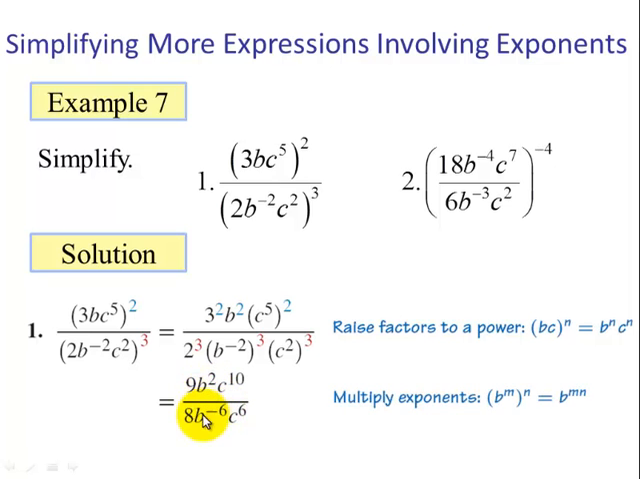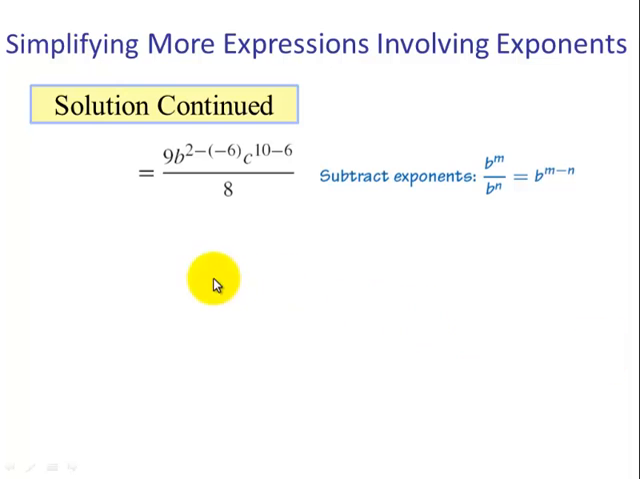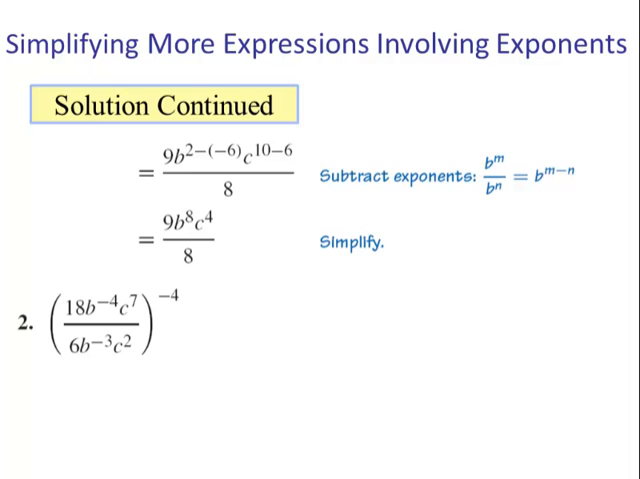Next, we have like bases with the b's and like bases with the c's. So on the next slide, we will subtract those. So we have b squared minus negative 6, and we have c raised to the 10 minus 6 power. Subtracting those, we get 9b to the 8th, c to the 4th, all divided by 8. There are no parentheses, there are no negative exponents, and all the bases are different. We are finished.